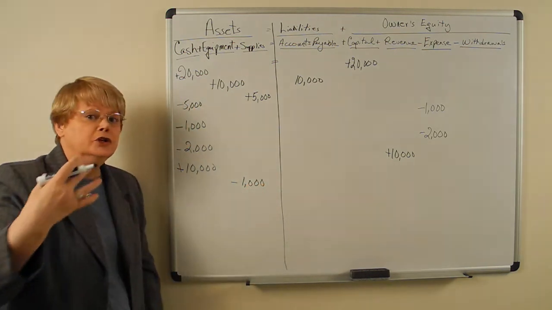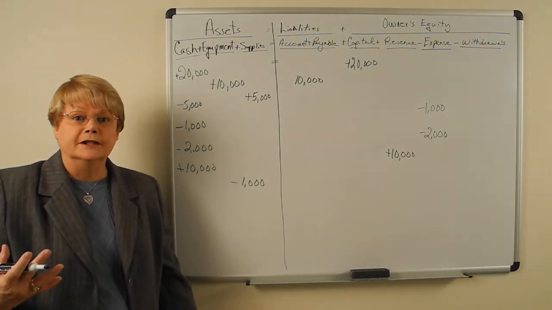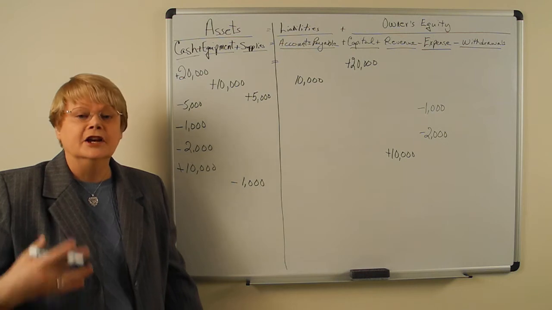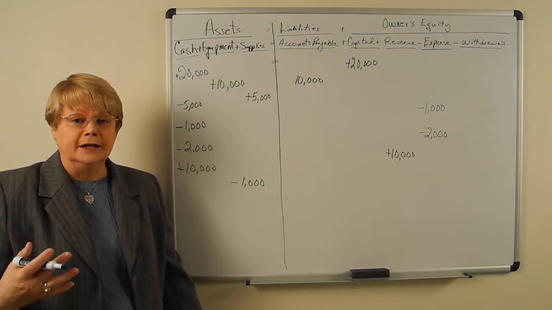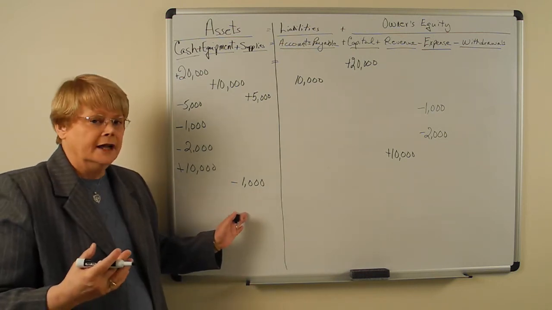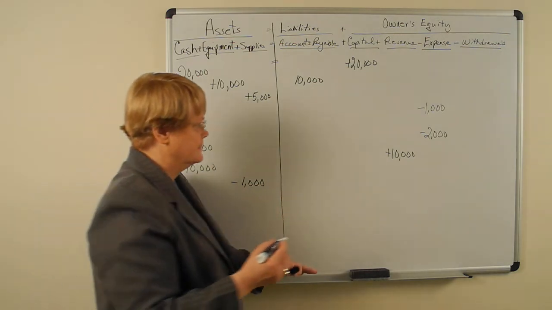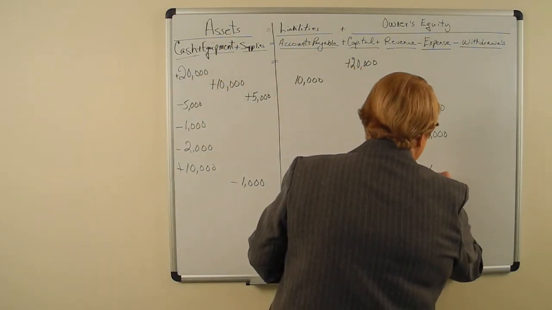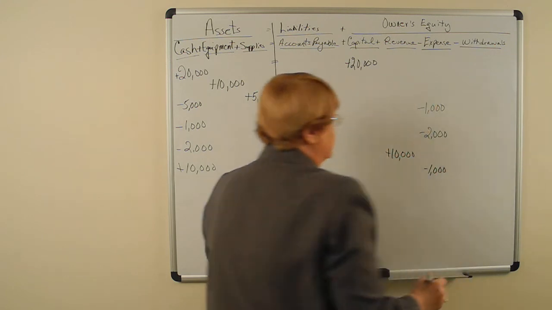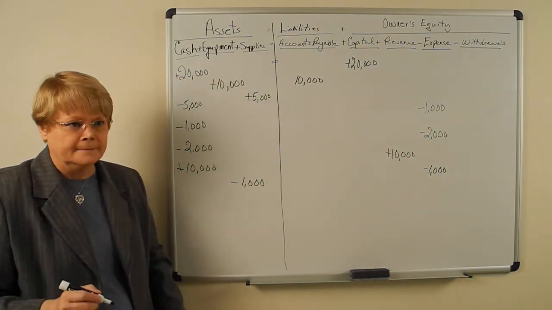And anytime we use up an asset, as we do with supplies, then we're going to charge it to expense. So this will be a decrease to the asset, and over here we're going to add it to our expenses. Remember, expenses is a minus to owner's equity, so we will subtract it.